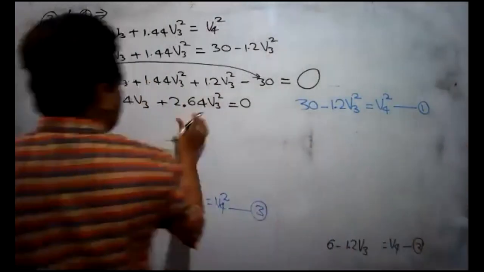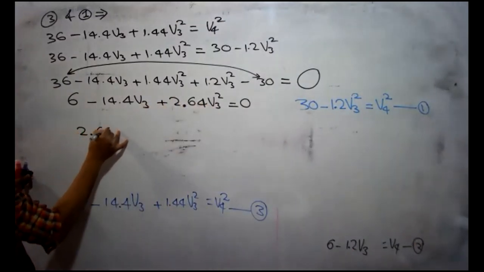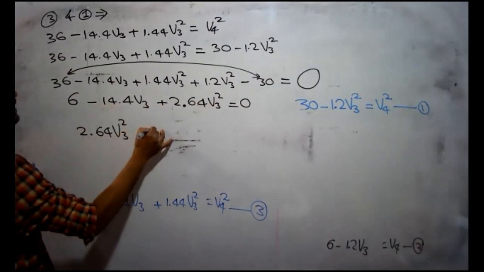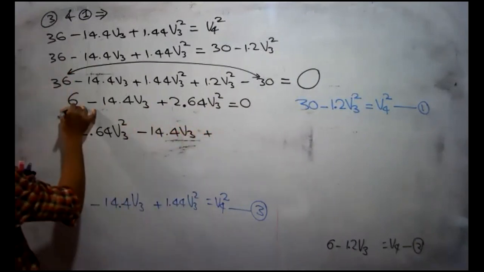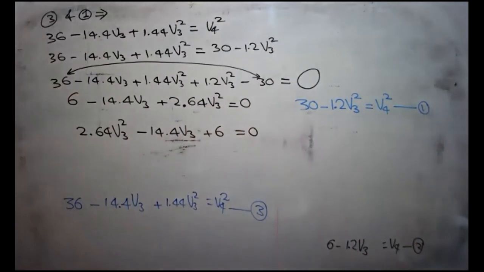Right. So then I'll write the square term first. 2.64 times root 3 square is written first. After that, I write the minus 14.4 root 3. Finally, I write this plus 6. 6 is positive. Okay. What can we do next, dear? Now, this is a normal quadratic equation. So what can we do next?